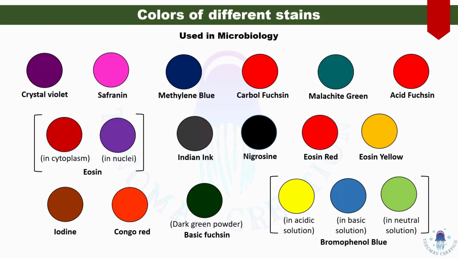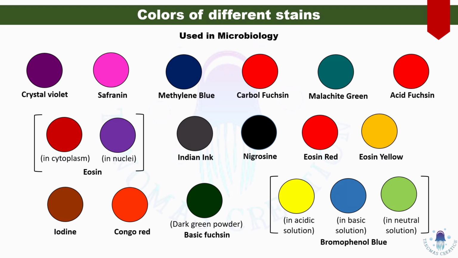Indian ink has carbon black color, whereas nigrosin has black color. Eosin red gives orange red color, eosin yellow gives yellow color. Iodine here is again dark brown or dark orange in color. Congo red is reddish orange. Basic fuchsin comes in powder form and it is dark green in color.